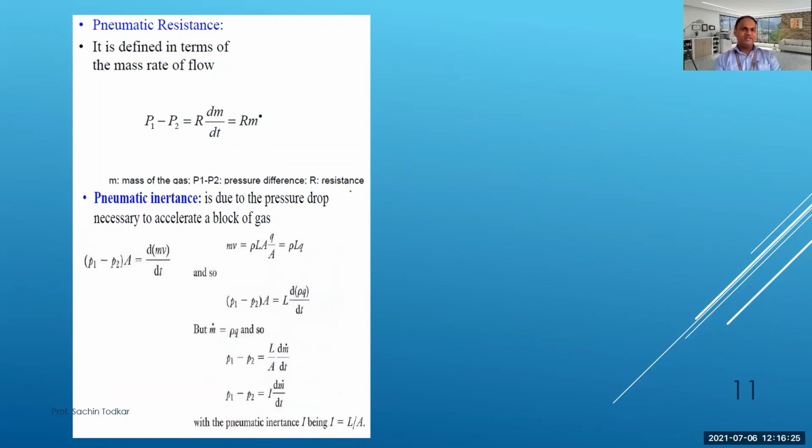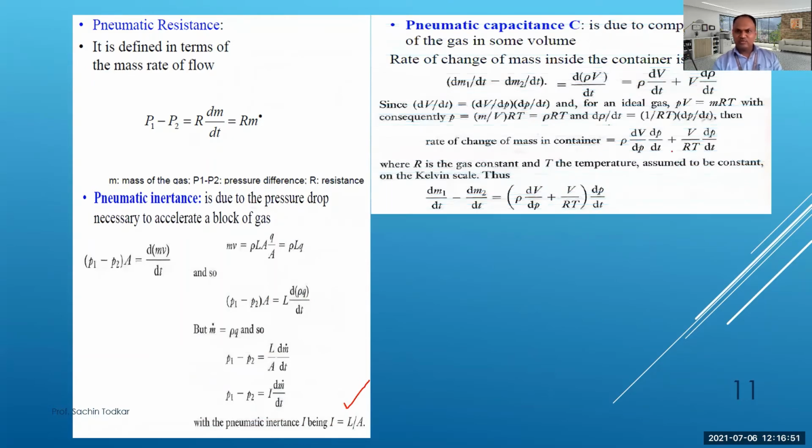Similarly, pneumatic inertance is due to the pressure drop necessary to accelerate a block of gas. So inertance can be written like this: I is equal to L upon A. This derivation is important, but we need a final formula, and L upon A will be sufficient for that. Pneumatic capacitance is due to compressibility of the gas. In case of hydraulic, there was no compressibility. In case of gases, we are going to take the compressibility effect here.